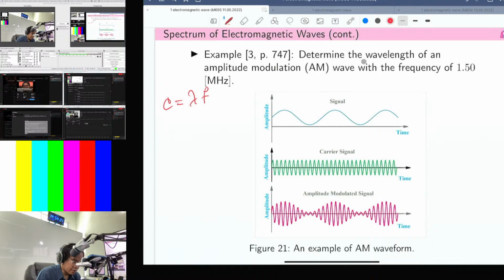They say, determine the wavelength of an amplitude modulation wave with a frequency of 1.5 megahertz. So the frequency is 1.5 times 1 million, since mega is 1 million, 10 to the 6 hertz. And lambda is what you want to find. c is 3 times 10 to the 8. What is amplitude modulation?